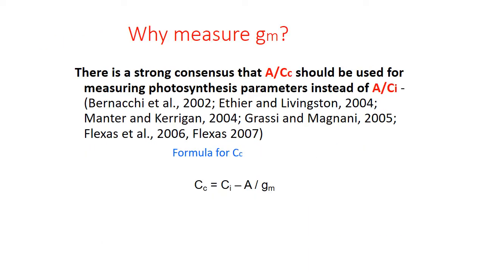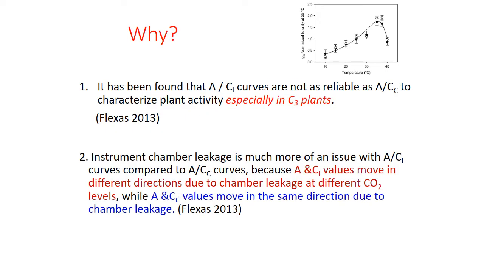So why measure GM? Well, there's a strong consensus among the leaders in the field that ACC curves should be used for measuring photosynthesis parameters instead of ACI. Why? Well, it's been found that ACI curves are not as reliable as ACC curves to characterize plant activity, especially in C3 plants. Instrument chamber leakage is also more of an issue with ACI curves rather than ACC curves, because A and CI values move in different directions due to chamber leakage at different CO2 levels, while A and CC values move in the same direction due to chamber leakage.